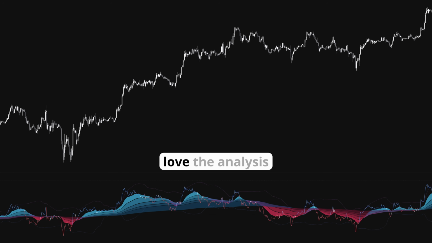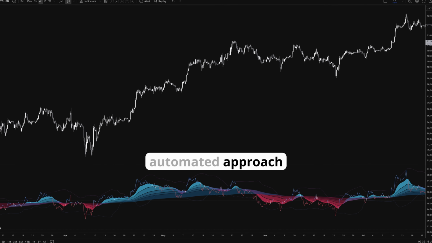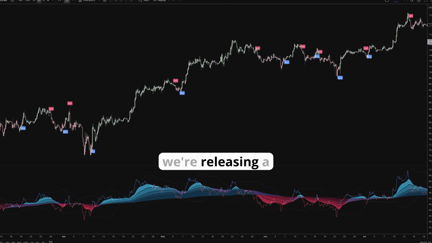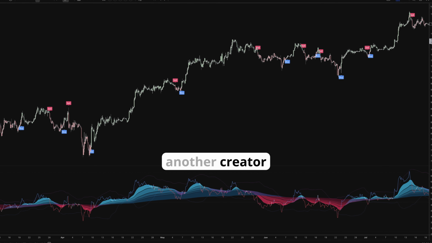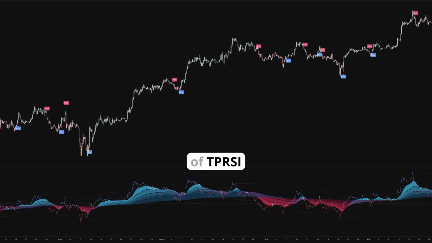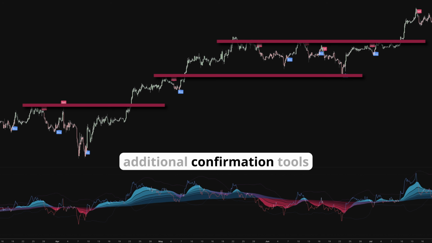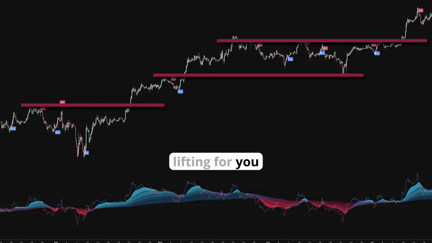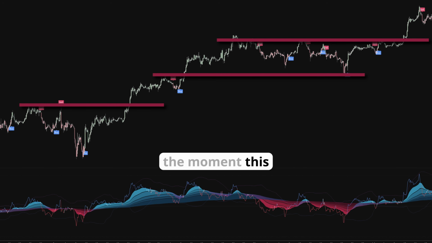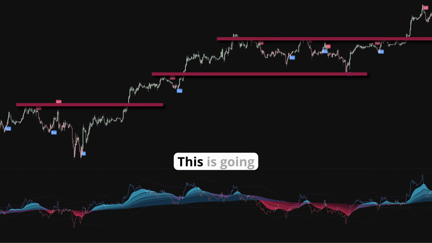Now, I know some of you love the analysis side of trading, but others prefer a more hands-off automated approach. I hear you. So here's what's coming. Very soon, we're releasing a collaboration project with another creator. This is going to be a complete trading system built on top of TP RSI, with automated buy and sell signals, custom alerts, and additional confirmation tools doing the heavy lifting for you. If you want to be notified the moment this drops, make sure you're subscribed and hit that notification bell. This is going to be big.